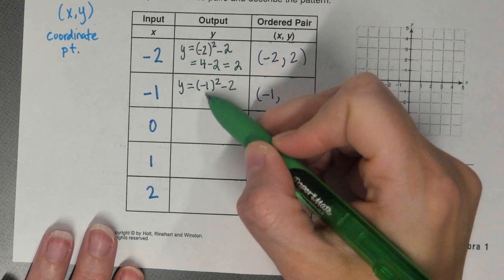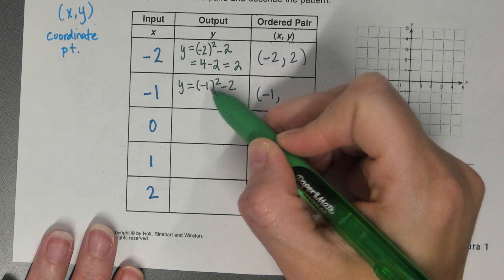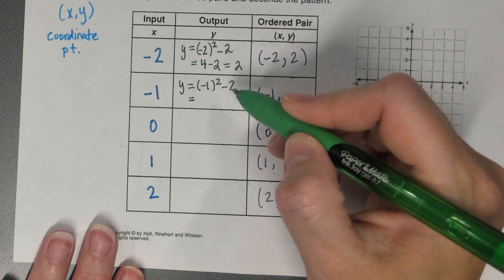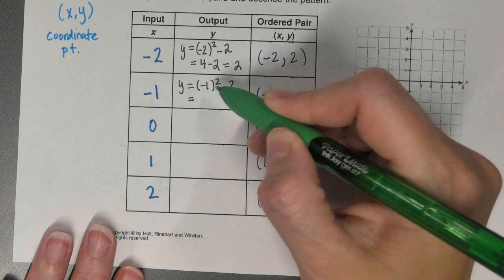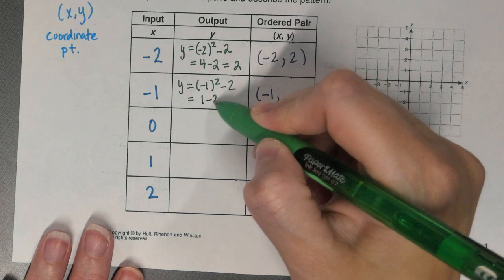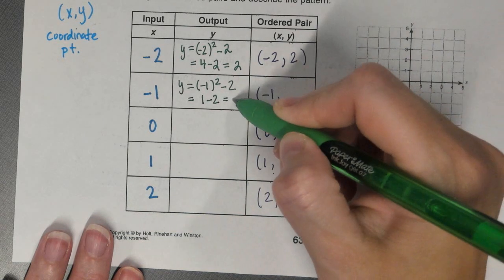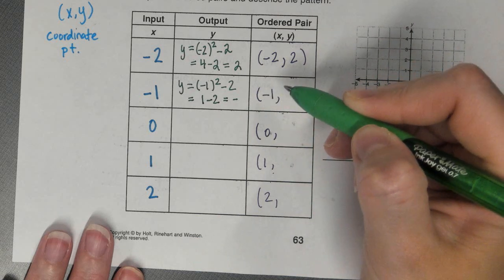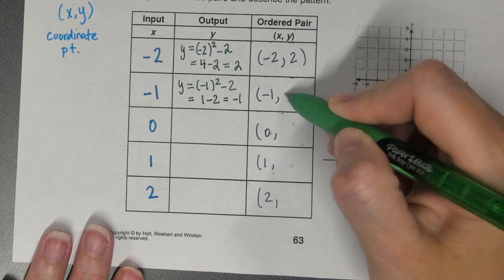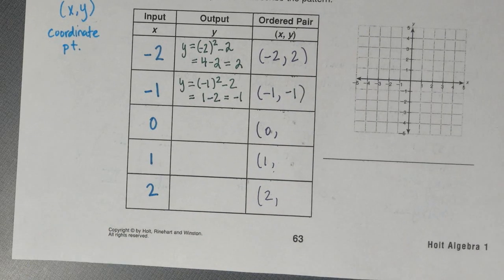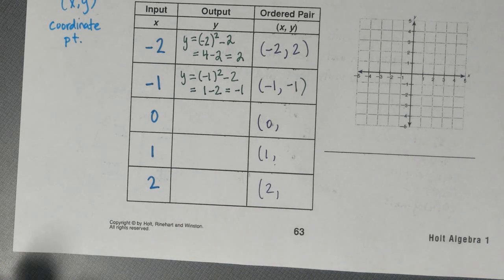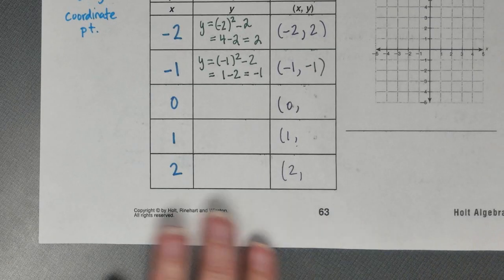-1 squared, when you plug that into your calculator, the negative has to be in parentheses. If not, you're going to get the incorrect answer. If it's in parentheses, it'll do -1 times -1, which is +1. And then what's 1 minus 2? 1 minus 2 is -1. Okay, so there's my point. So I'm going to give you some time right now to do 0, 1, and 2. And then we're going to graph those together.